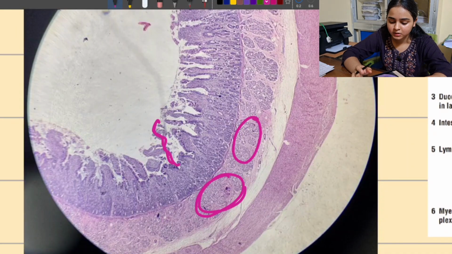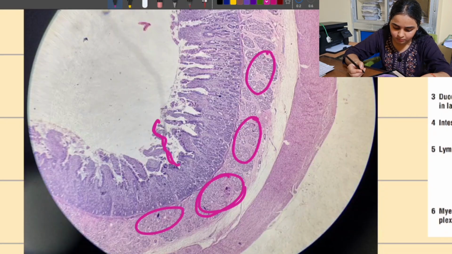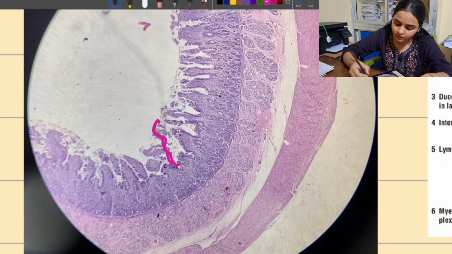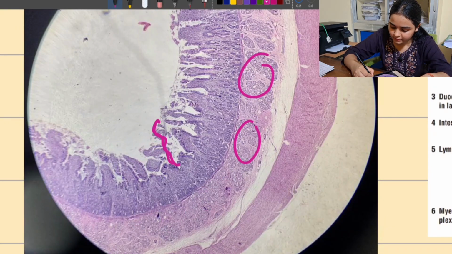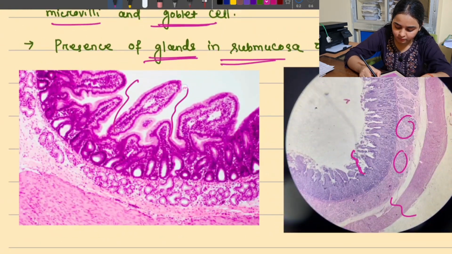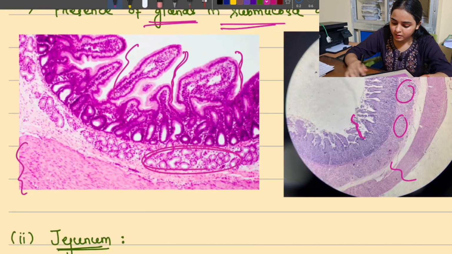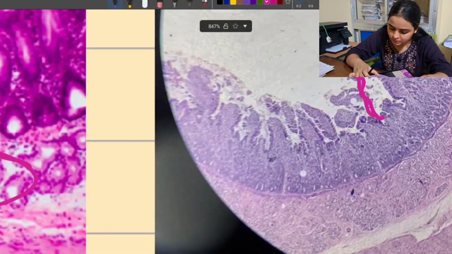You can see a very characteristic picture. You will not find any other slide like this. So these are the glands present in the submucosa. You can see, okay, these are the glands present in the submucosa and the muscularis layer. And you can also see here these are the villi and microvilli present, and these are the glands in the submucosa, and this is the muscularis layer. Here you can also see the goblet cell.